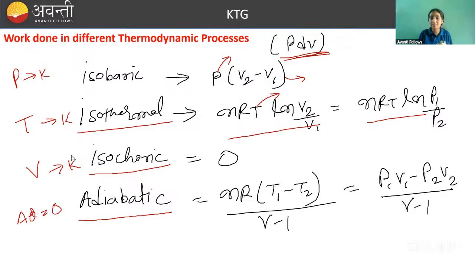And here work done is what? nR(T1 minus T2) divided by gamma minus 1. Gamma you must be aware of, this is equal to Cp by Cv. इसी चीज को, इसी वर्क डन को हम कैसे लिख सकते हैं? nRT1 को क्या लिख सकते हैं? P1V1, क्योंकि PV इक्वल टू nRT होता है. So this work done can be written in this form also: (P1V1 minus P2V2) divided by (gamma minus 1).